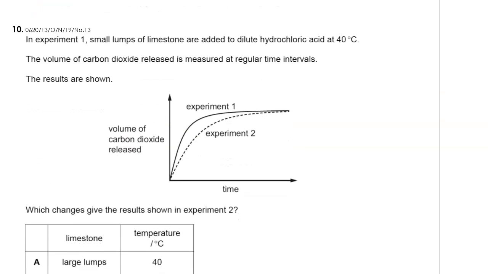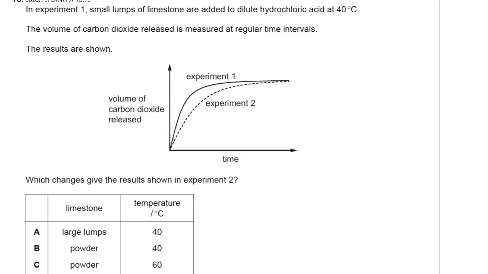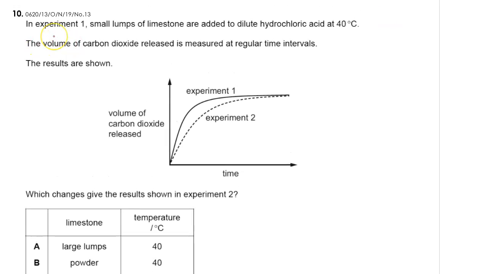Number 10. In experiment 1, small lumps of limestone are added to dilute hydrochloric acid at 40 degrees. The volume of carbon dioxide released is measured at regular time intervals. The results are shown. Which change gives the results shown in experiment 2?